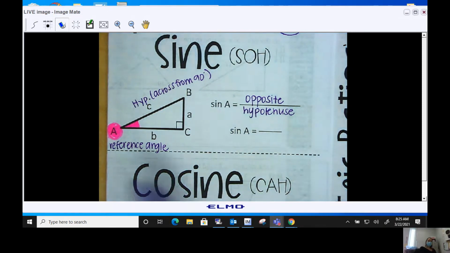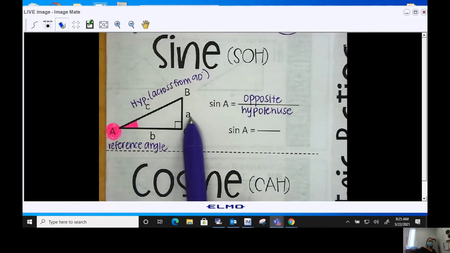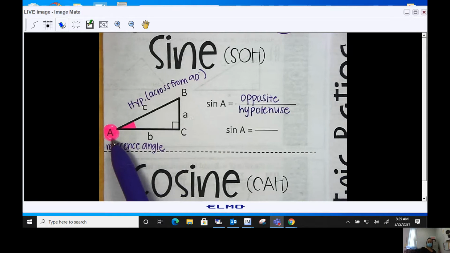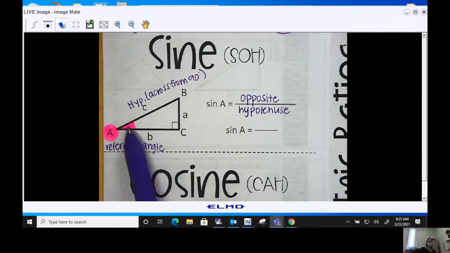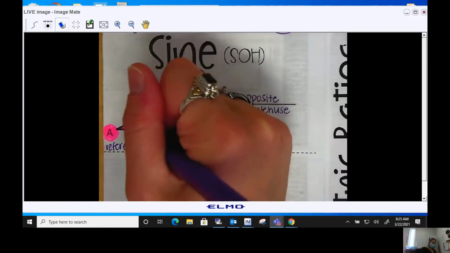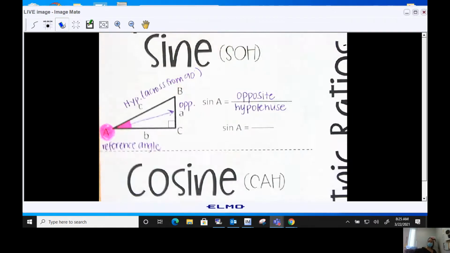Okay, and now looking at my reference angle, looking at angle A, which one of these two sides, A or B, is opposite or across from my angle A? Is it side A or side B? Which one's across, opposite? Is B across from it, or is it next to it? No, which one's across from A? It's also A. So this side over here is my opposite side, right?